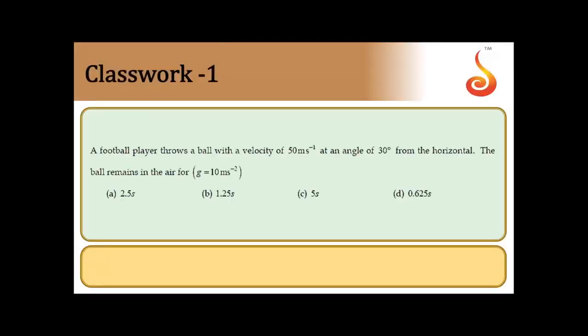So first question, a football player throws a ball with velocity 50 meter per second at an angle 30 degree from the horizontal. The ball remains in air for, given g is 10 meter per second square. So what they have given here, u is equal to 50 meter per second. This is the initial velocity of projection. Angle of projection is given, it is 30 degree. So it moves in a parabolic path following projectile motion. g is given, it is 10 meter per second square. So I need to find how much time it will spend in air, that is time of flight.